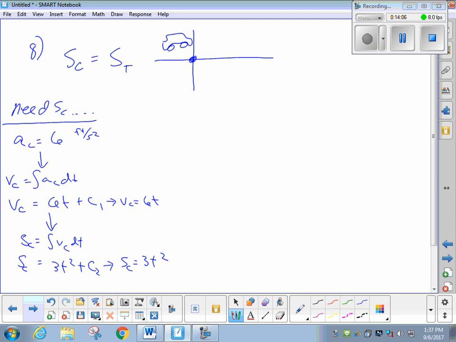Is that the same for the top, like why the C1 dropped out? Yeah, at time 0, the velocity of the car was 0.